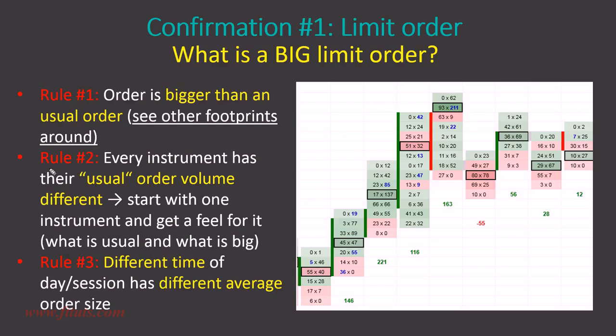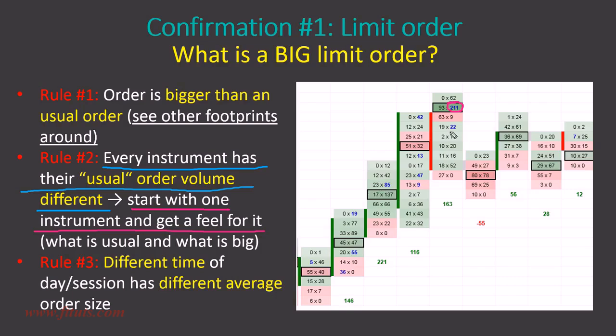Now, rule number two. It gets a little bit more tricky here. Every instrument has a different usual order volume. So, for example, 211 contracts on the Australian dollar would be quite a lot, whereas on the S&P 500 futures, the ES, it wouldn't be anything unusual. So every instrument has its usual order volume, and that's why I recommend that you start with one instrument and get a feel for it. For example, you start with the Euro futures and only do this with the Euro futures, and you'll get the feel for it.